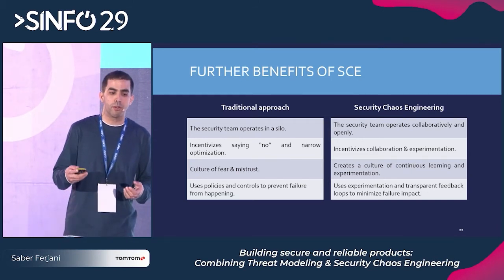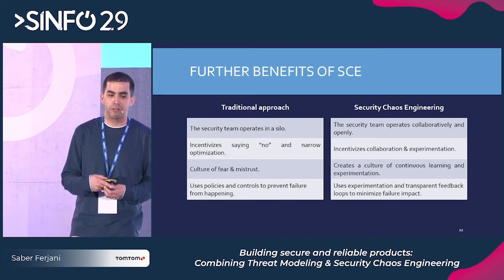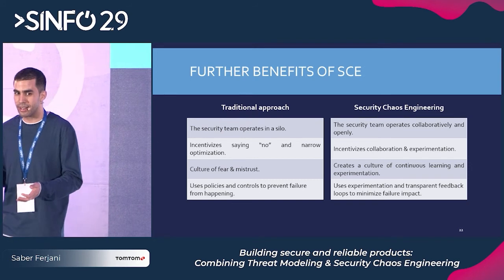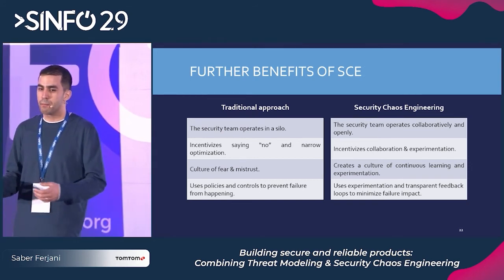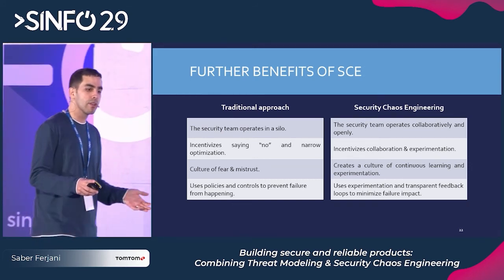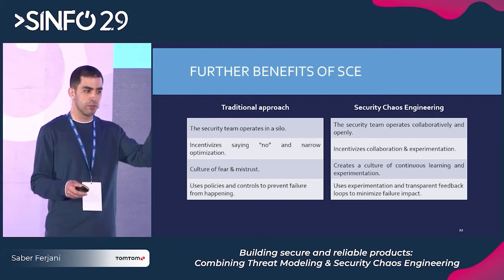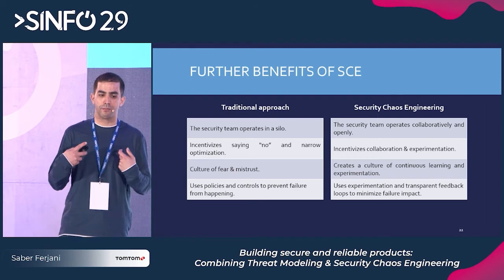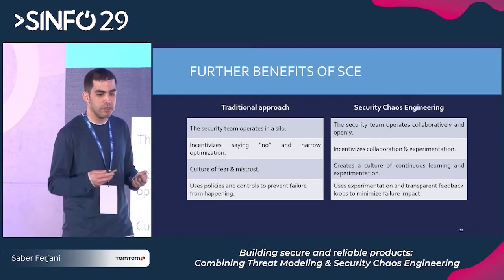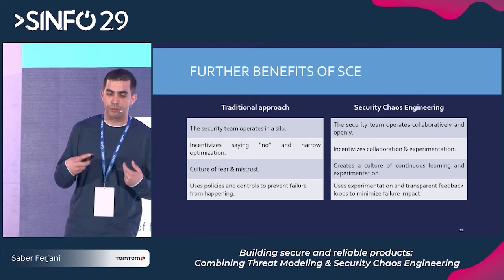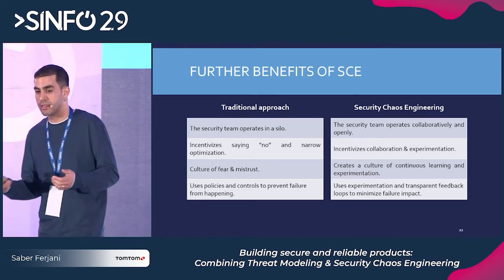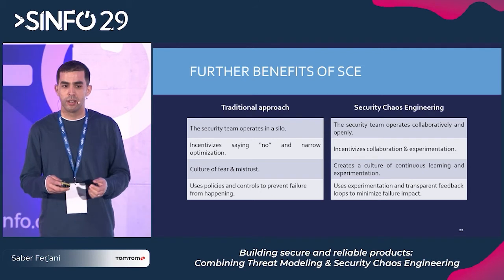Finally, using policies and controls to prevent failure is probably not the best thing to do. We still need these policies. We're not saying we're going to get rid of them, but we are not relying on the policies to simply blame people: you should not do that, or you should not do this. Instead, we use experimentation and transparent feedback loops to minimize the impact of a failure, instead of avoiding the failure. The failure is there.